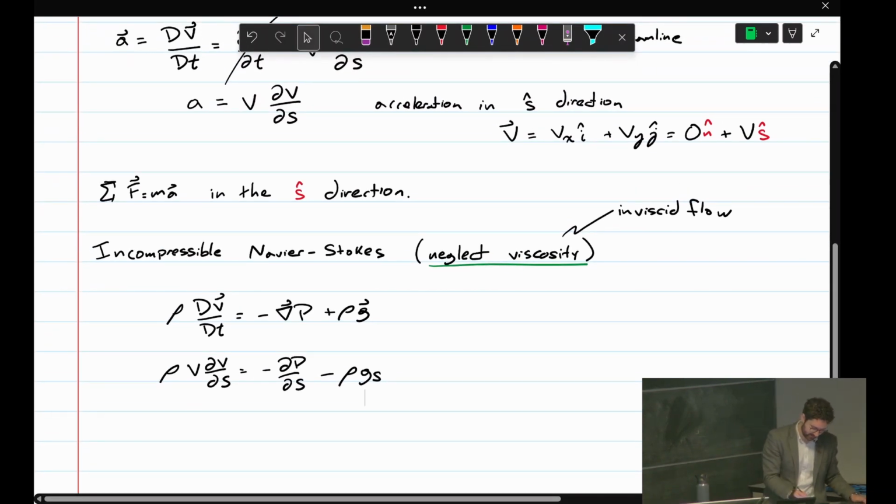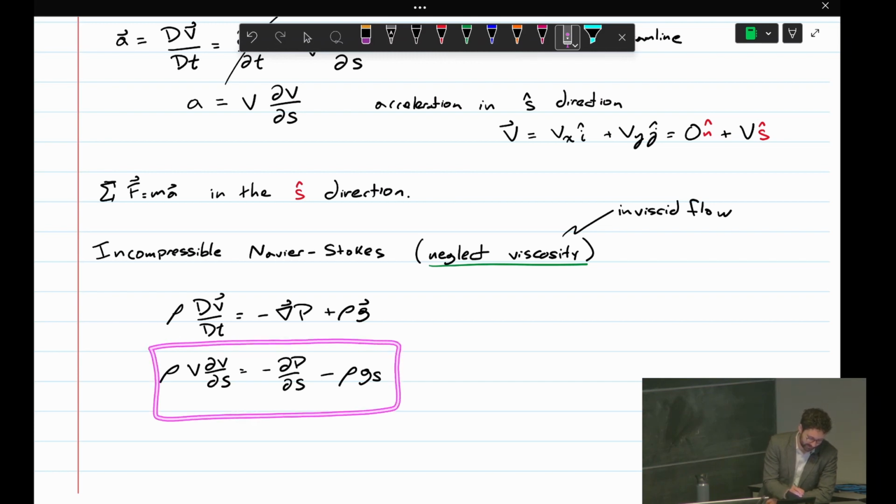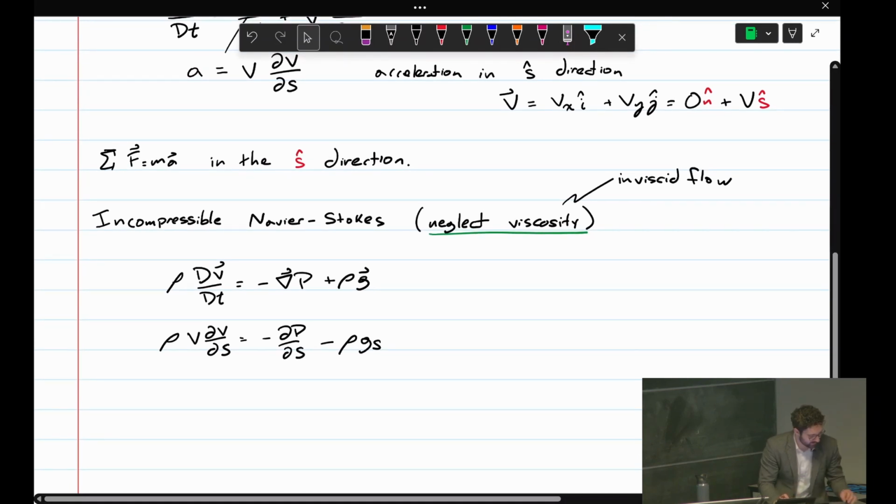Let me just take a step back. We started at the incompressible Navier-Stokes equation. It's a vector equation. It doesn't care what coordinate frame you're in, so it has multiple components. In our coordinate frame, we have n hat and s hat, and we're looking at the s hat component of the equation. So for the nabla p term, the gradient of a scalar field produces a vector field, and the s hat component of that is partial p partial s.